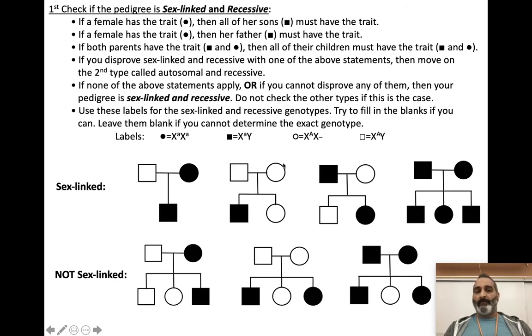Now look at this one here. This one here, it didn't meet any of these rules. None of them apply to it.